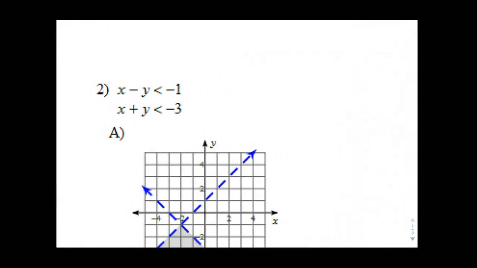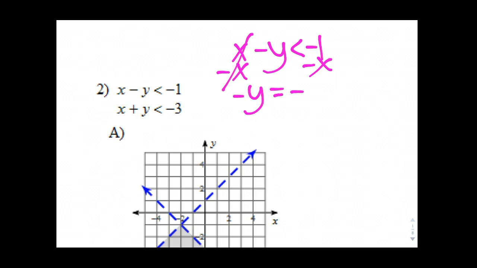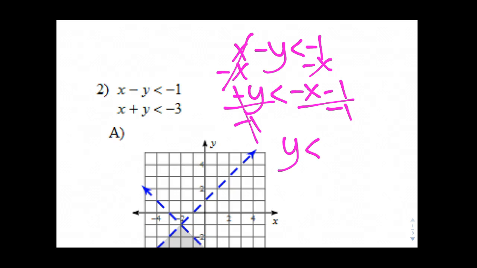to solve for y. So if I get the first one and I rewrite it, I'm going to subtract x from both sides. This cancels. I get negative y is equal to negative x minus 1. Okay, and some of you might be just like me and be in the habit of writing that equal sign. It's actually a less than sign. Make sure that sign does not change. We're going to divide by negative 1. I get y is less than x plus 1.